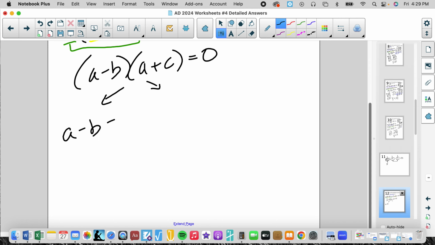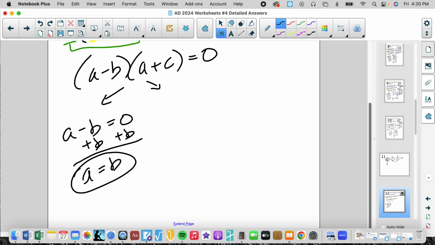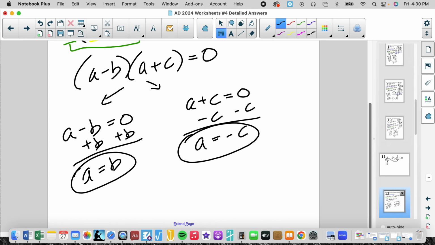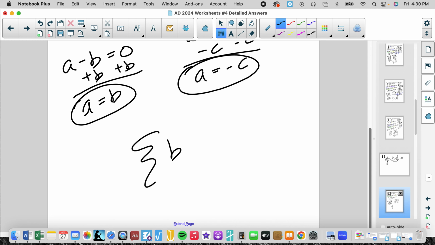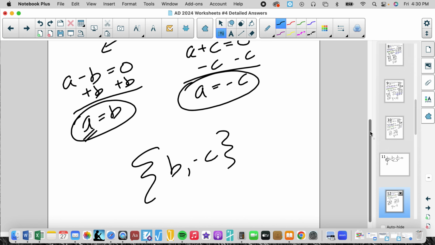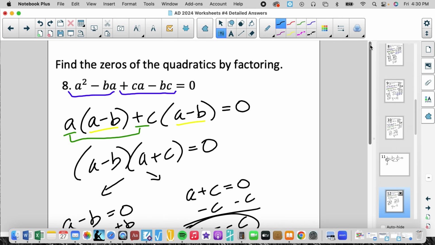Now, we can still set each one equal to 0 because we know that it's the product of 2 boxes. So A minus B equals 0. Let's solve for A. We're going to add B. Is that where they want me to go? It'll be interesting to see if I'm going in the right place. Yes, it is. A equals B. That's one of the solutions. And then we have A plus C equals 0. Let's solve for A. And we get A equals negative C. So my 2 solutions are B and negative C. Those are the 2 values for A that would make 0. If we plug in B or negative C, we would get 0.